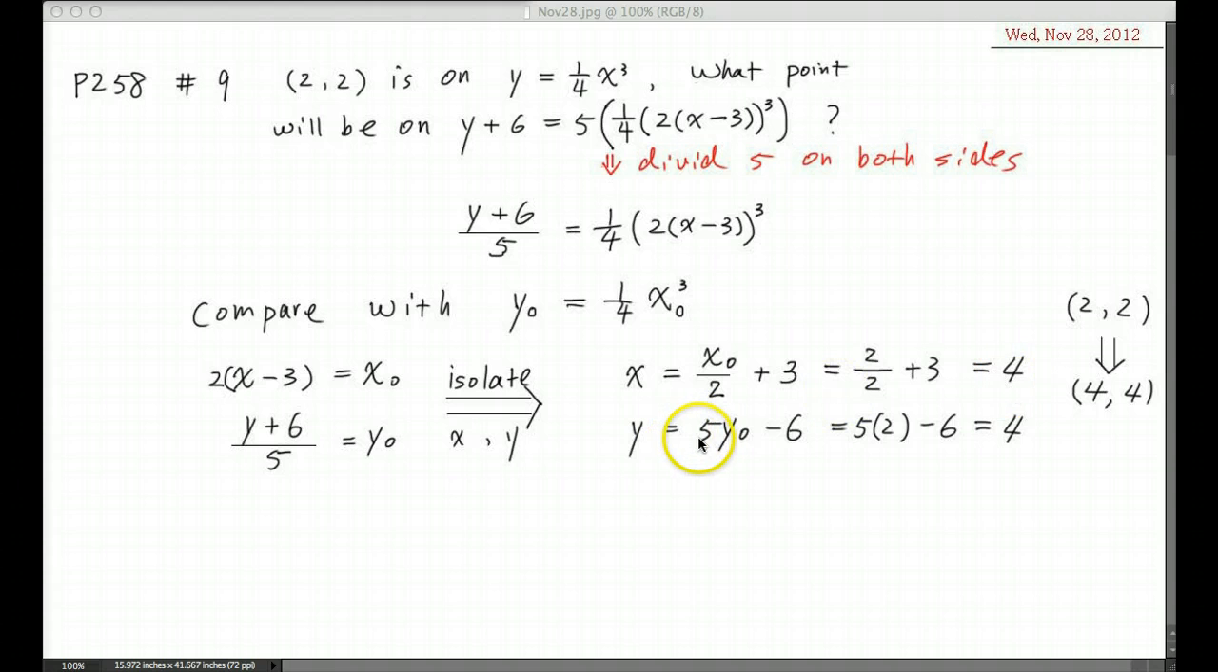And then for y, you multiply by 5 first. It's really just vertically stretched by a factor of 5. And then you have 5 units translated down. So if you do the calculation, you should get 4 for the y coordinate. So then the original point (2, 2) should transform to (4, 4) on the new function.